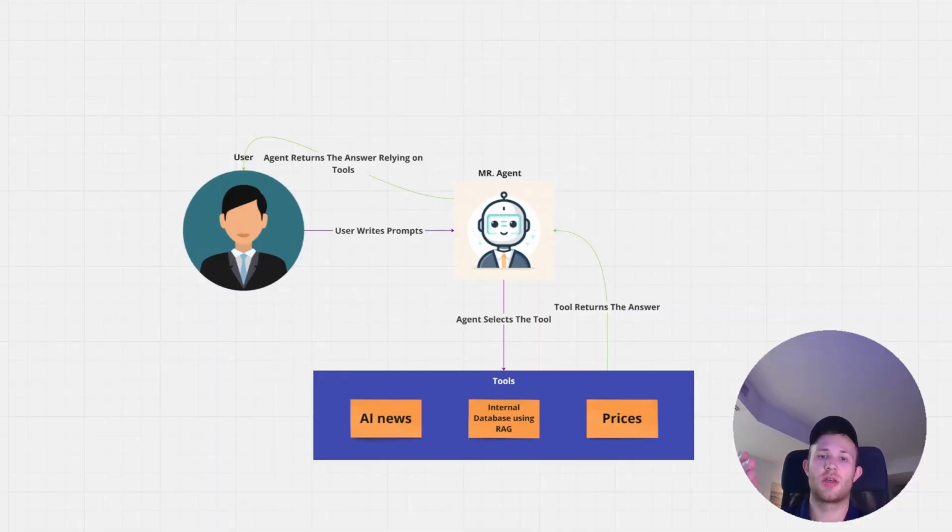Hey, today I'd like to show you how you can create your first AI agent and automate your daily tasks. Let's dive in. What is an AI agent? An AI agent is a system that can perceive, reason, and act autonomously to achieve a goal.